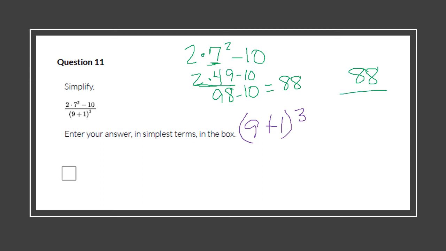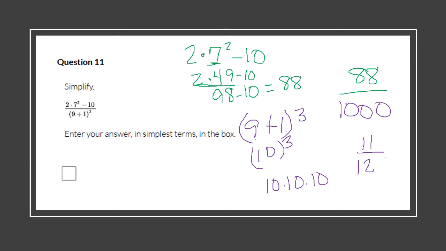Now I'm going to look at the denominator. 9 plus 1 is 10 to the third power. So all that means is 10 times 10 times 10. So that's 1,000. Now I need to simplify. I know that 88 can be divided by 8, and I get 11. 1,000 can also be divided by 8, and I get 125, and then I'm done.